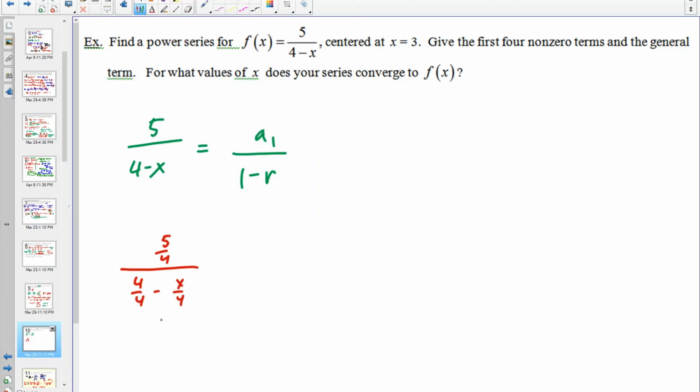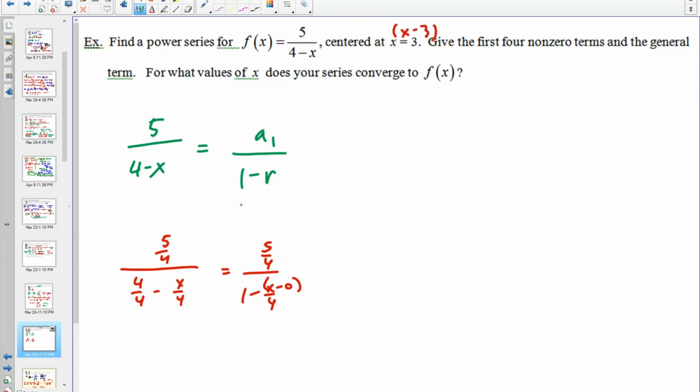The problem with that though is when I get this a1 over 1 minus r, while it looks like a1 over 1 minus r, my center is not at 3. My center here is actually at 1. That's the shift here at the x, so to speak. That's your r, and you want your r when you multiply to have this x minus 3 in it.